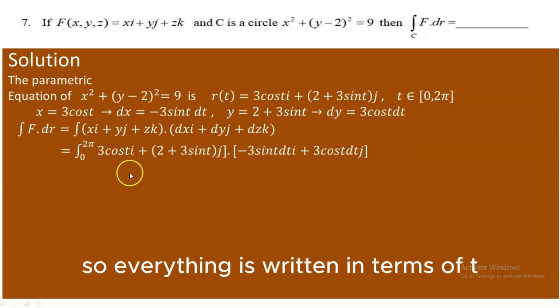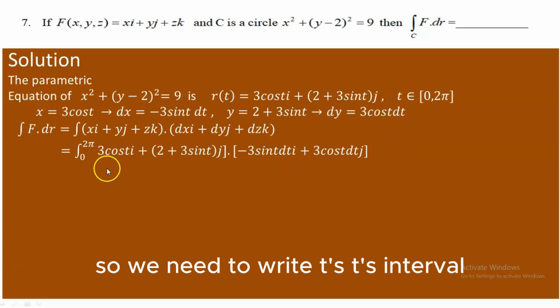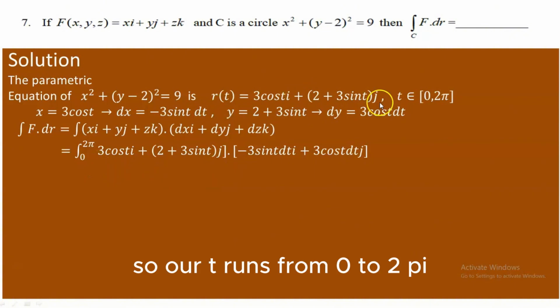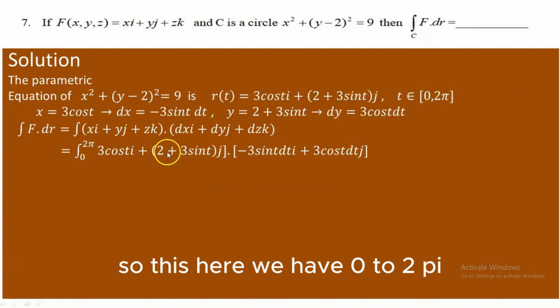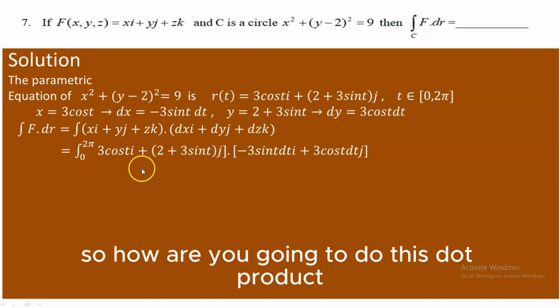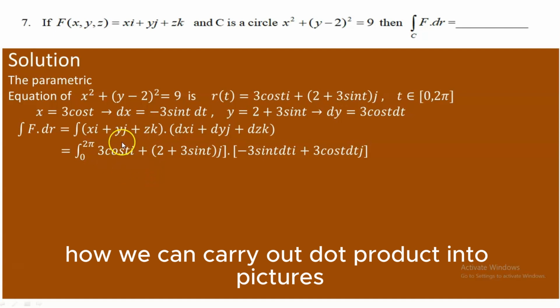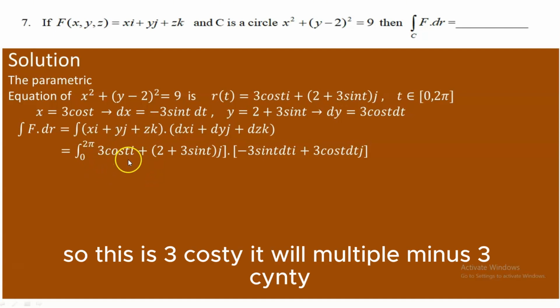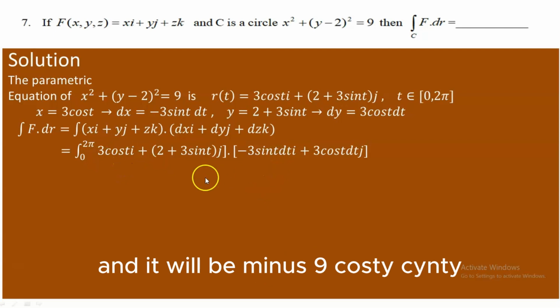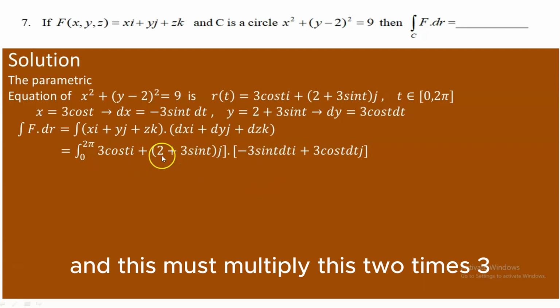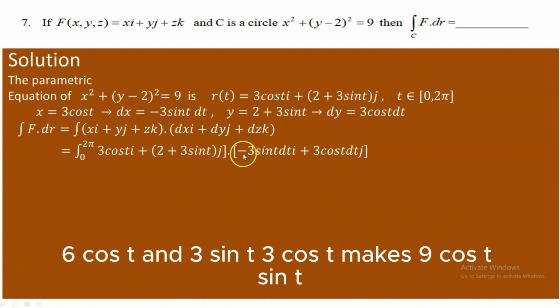So everything is written in terms of t, so we need to write t's interval. Our t runs from 0 to 2 pi, so here we have 0 to 2 pi. So how are you going to do this dot product? Remember how we carry out a dot product of vectors. This is 3 cos t, it will multiply minus 3 sin t, and it will be minus 9 cos t sin t. And this must multiply this, 2 times 3, 6 cos t, and 3 sin t, 3 cos t makes 9 cos t sin t.